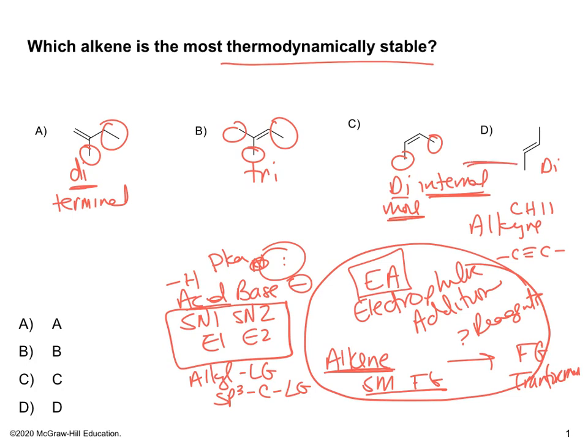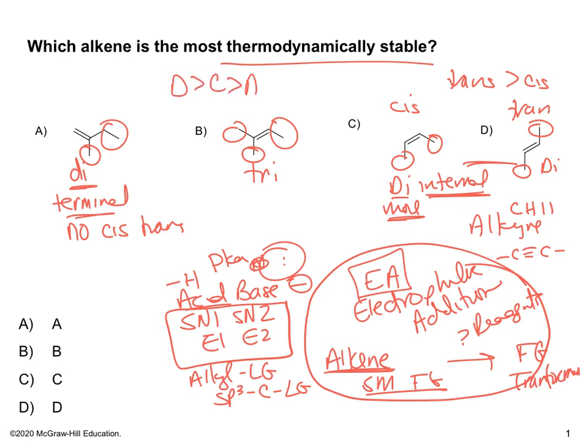And so if you're choosing between these two, this one's a trans because you have the higher priorities on the opposite side of the alkene, and this is a cis. So we know that trans is more stable than the cis. And the cis is going to be more stable than a terminal because this has no cis-trans isomerism. So we can say D is going to be greater than C, which is going to be greater than A, but a tri is going to be greater than all. So which alkene is the most thermodynamically stable? Hopefully you can choose B on that.